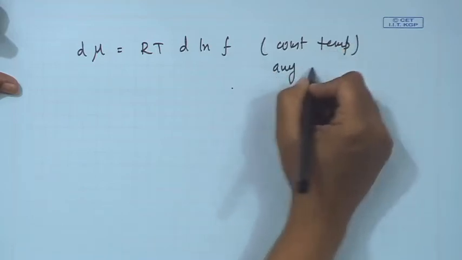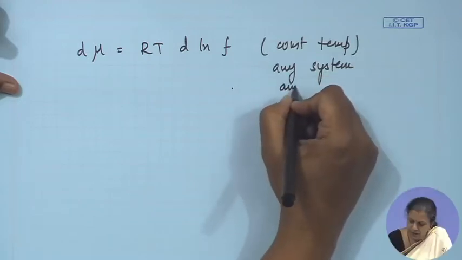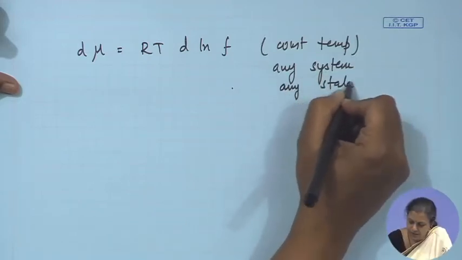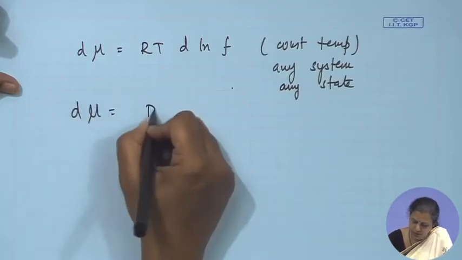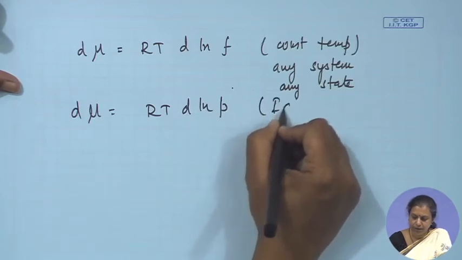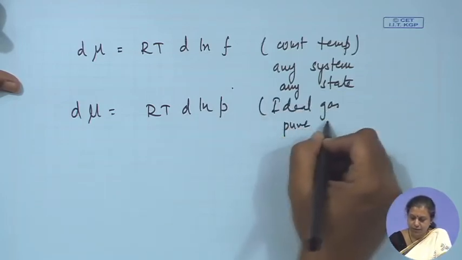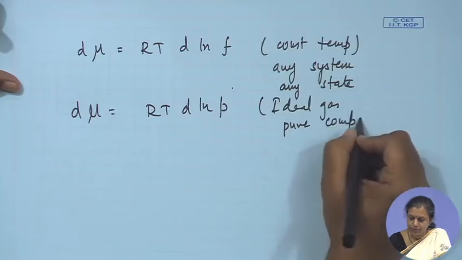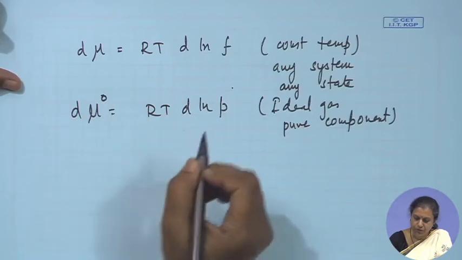for any substance, any system, any state, and then I also defined dμ equals RT d ln P, for an ideal gas, pure component. And usually this is for an ideal gas.